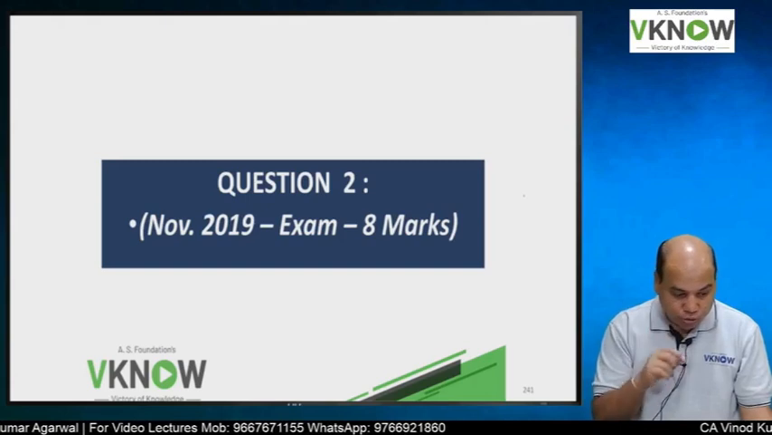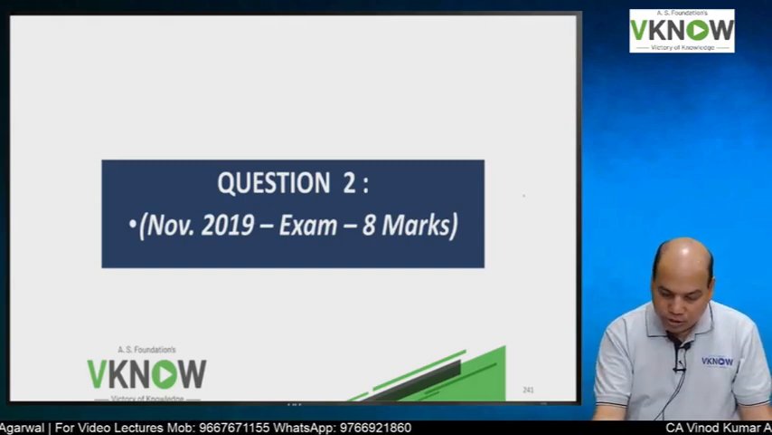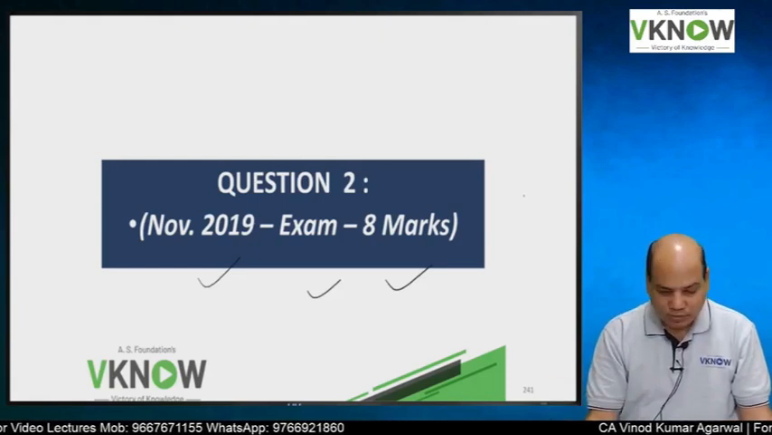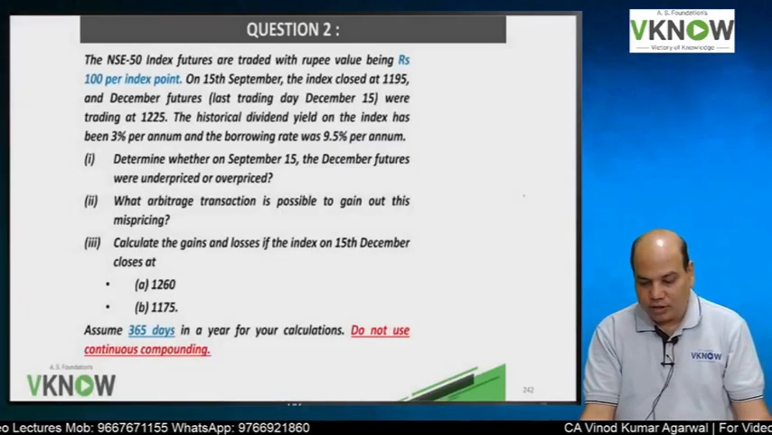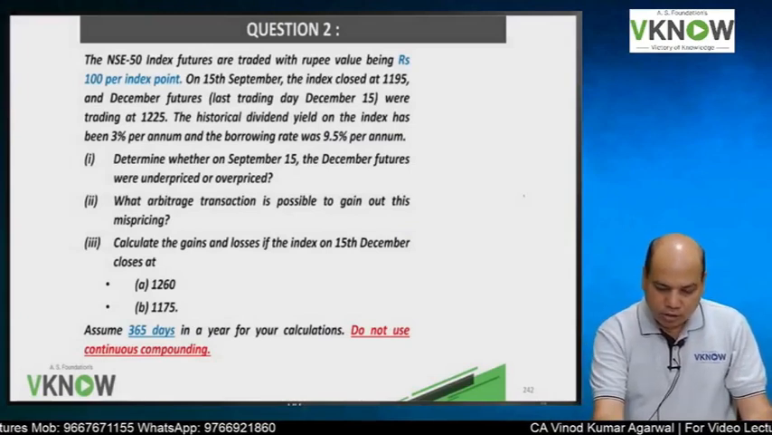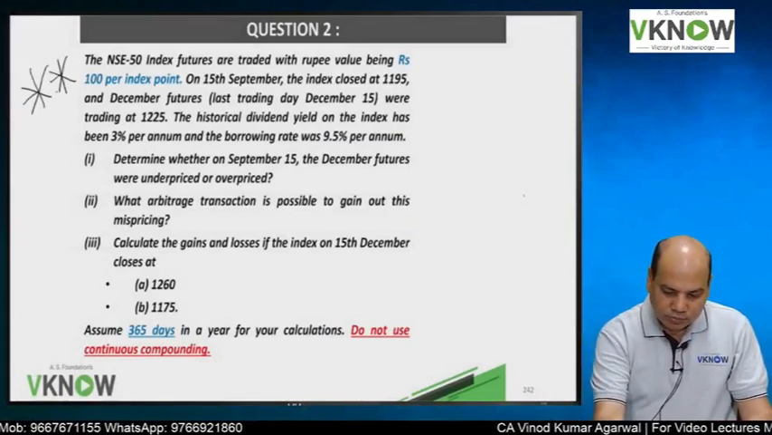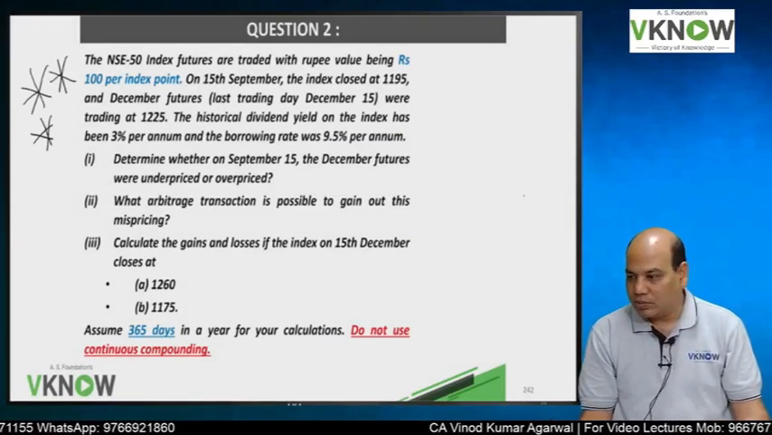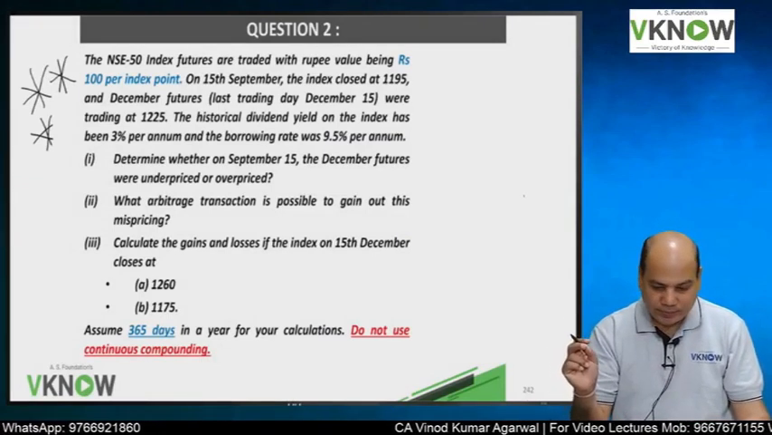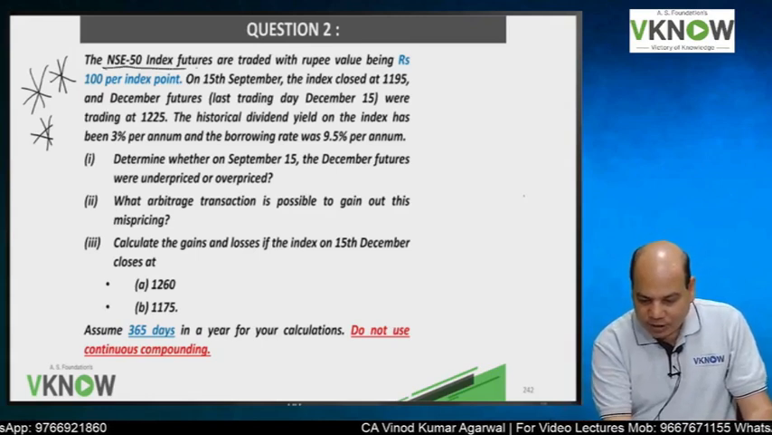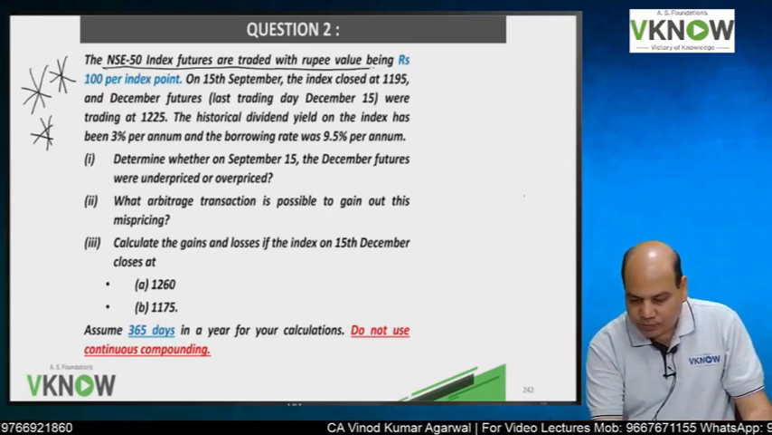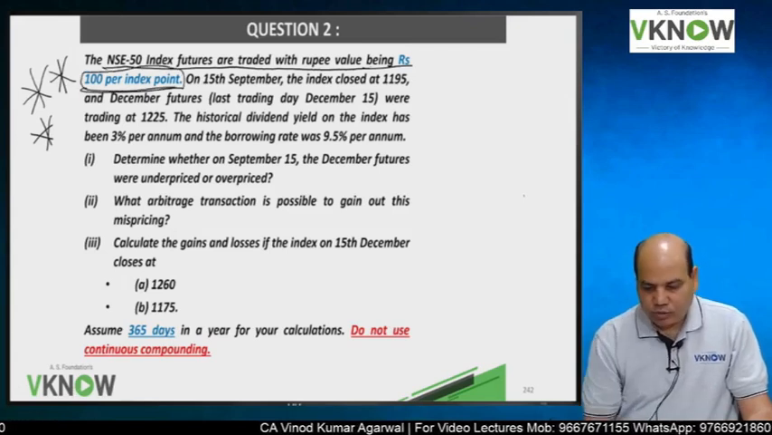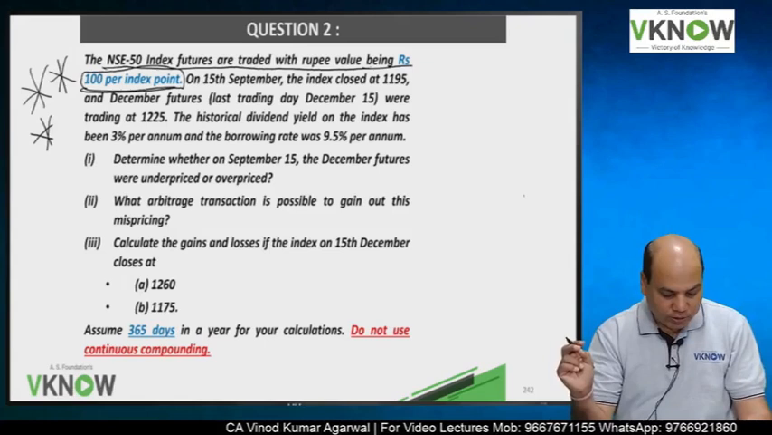Now we'll go to question number 2, which is a November 19 exam question for 8 marks. 8 mark question, very important. Again write down, very important question, and this time I would like you also to answer. The NSE 50 index futures are traded with rupee value being rupees 100 per index point. 1 point is equal to 100 rupees.